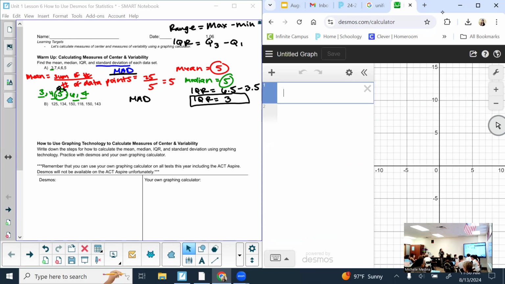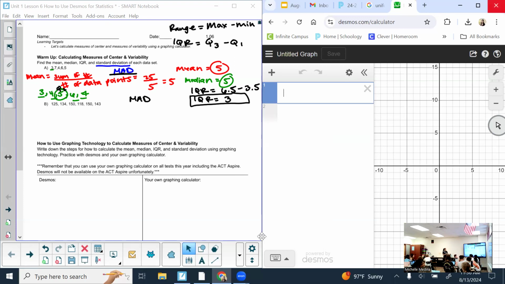For now, you could jot down some notes to yourself for how to use Desmos. I did mention you should invest in your own graphing calculator so that you can use it during state testing. You do not get Desmos for your 9th grade state testing, unfortunately. That's why I highly recommend you get your own graphing calculator and learn how to use it. YouTube is free. Just type in TI-84 or whatever calculator you have and pull it up. It'll tell you exactly how to find all these things as well.